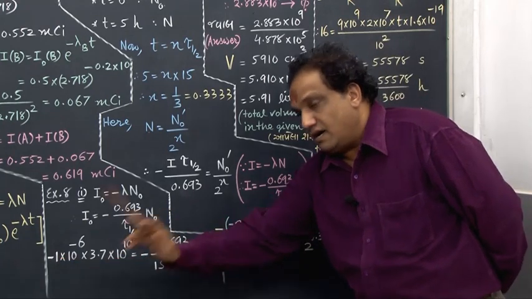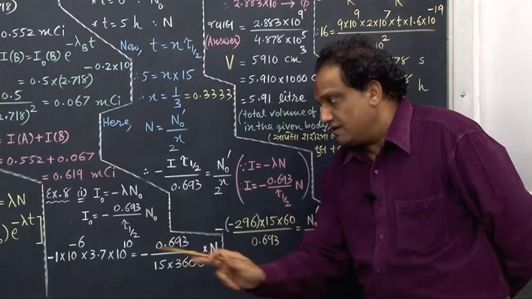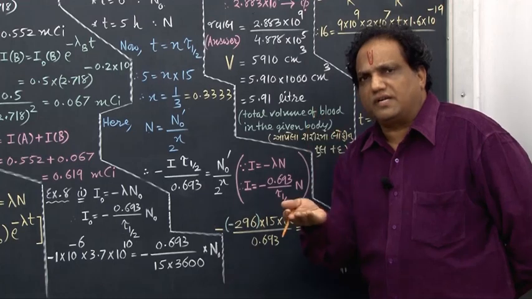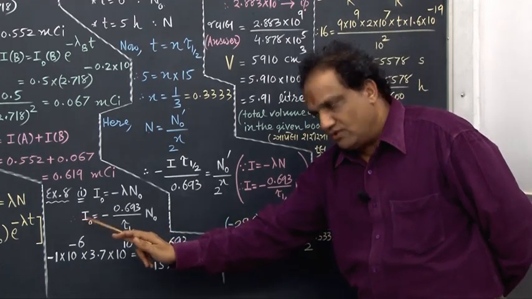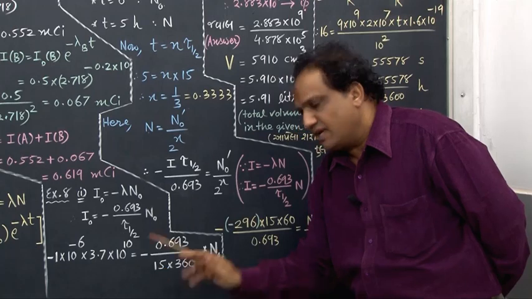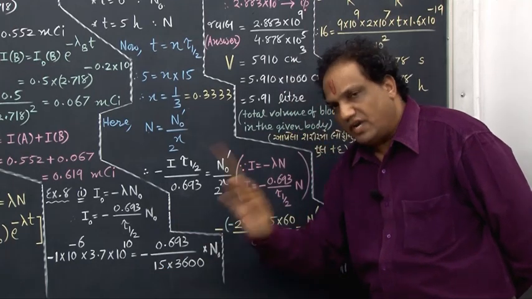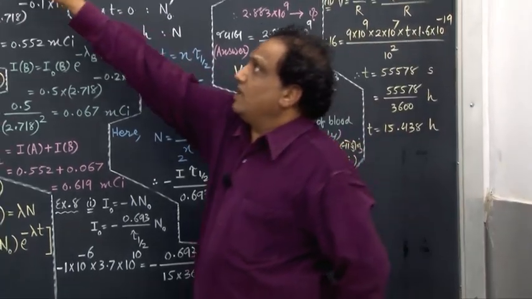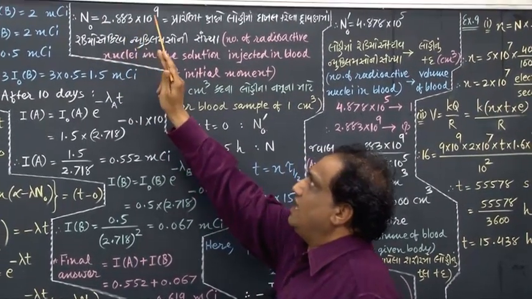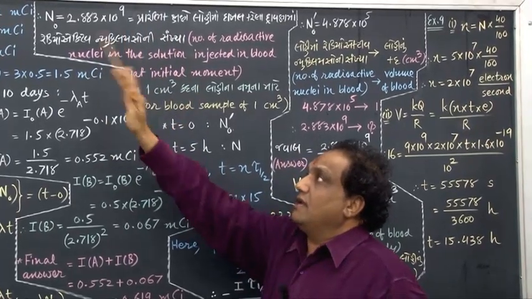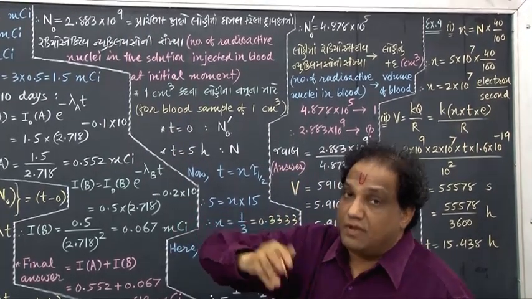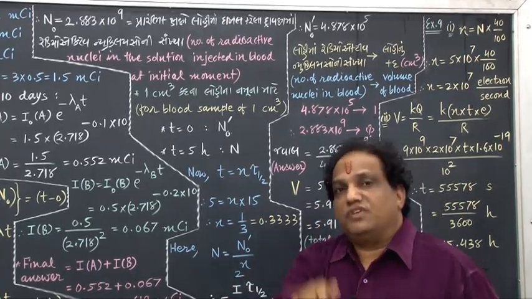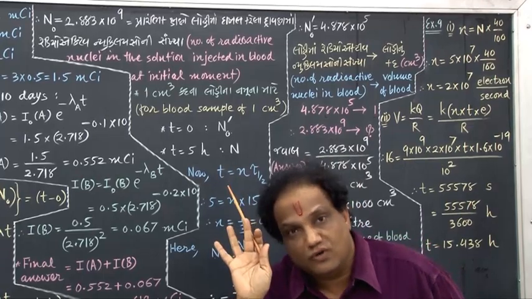Minus will become plus. In the textbook, you know what they have done? They have neglected this negative sign. You should not neglect it, because activity is always negative. So when you write the negative sign here, minus will automatically become plus. So don't neglect it that way. Come on, find out N0. It comes out to be 2.883 into 10 raised to 9. That many undisintegrated atoms, but where? In the solution. In the solution which is injected in the blood. Okay, fine.